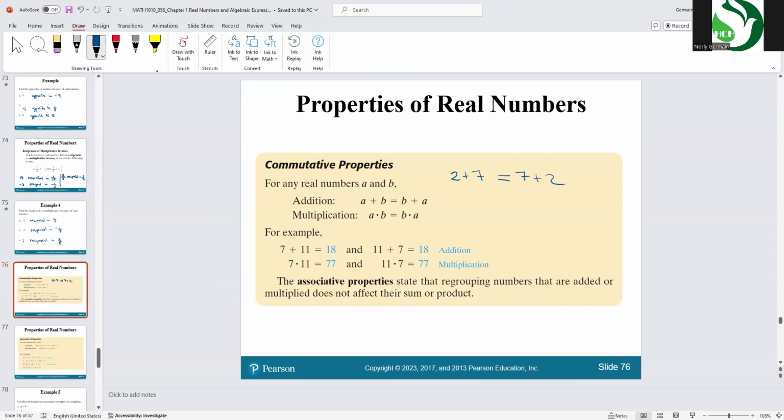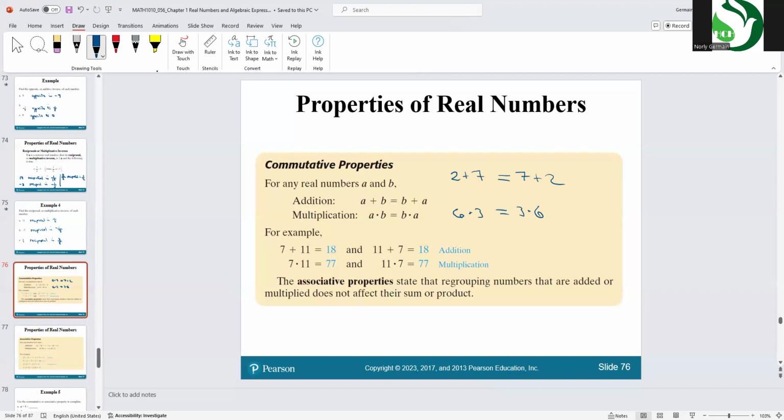But if you do multiplication, 6 times 3 is 18, but 3 times 6 is also 18, right? The answer would be 18 because it's commutative. You can switch it.